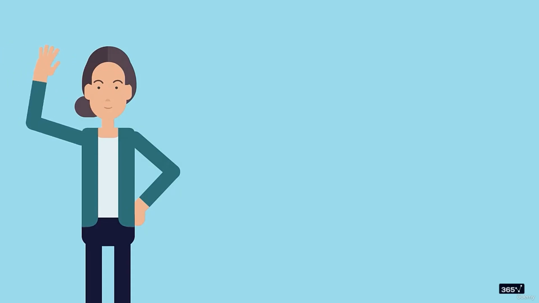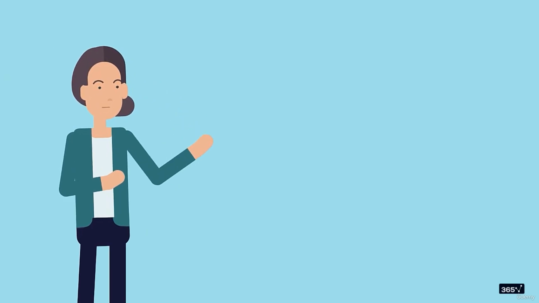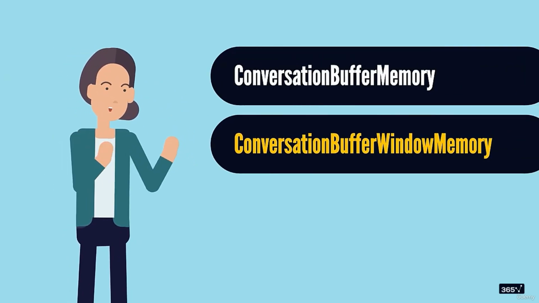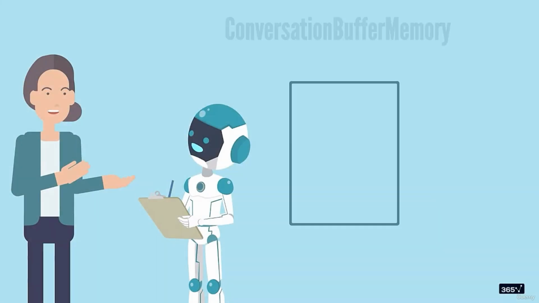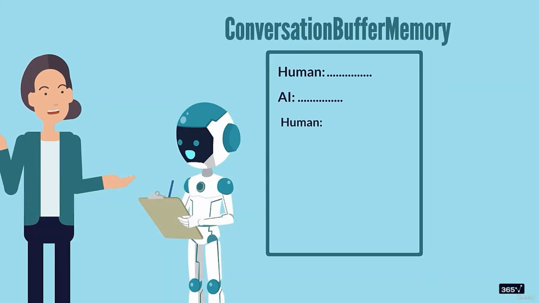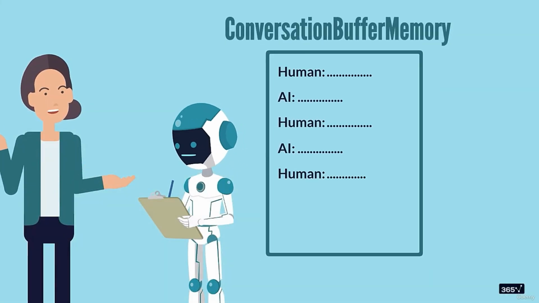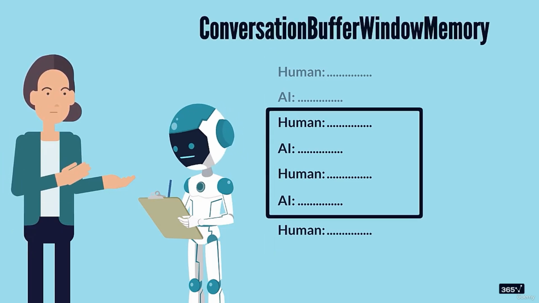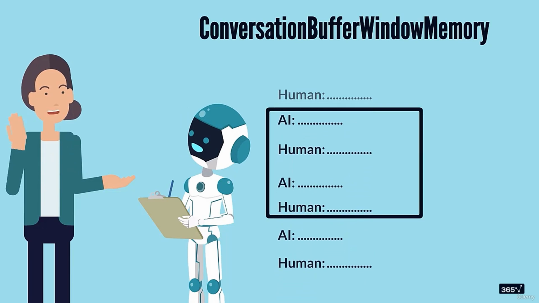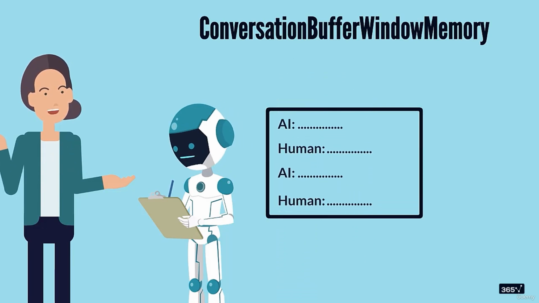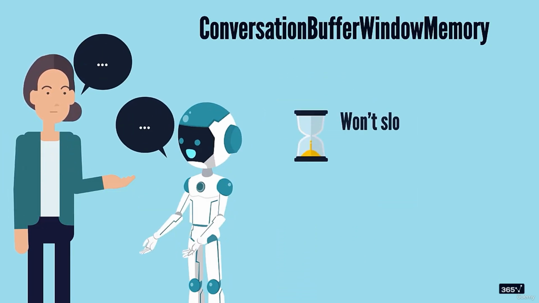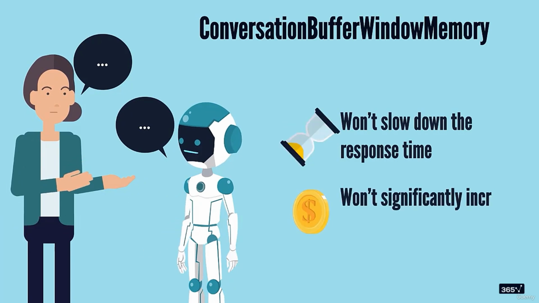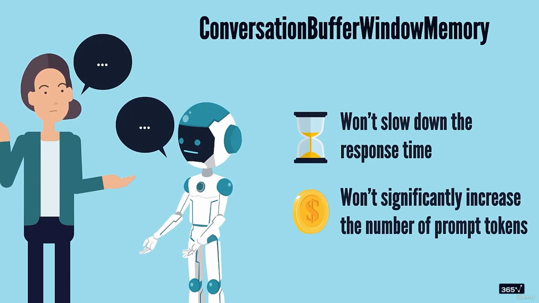Hey everyone! So far, in this section, we've covered the Conversation Buffer and Conversation Buffer Window Memory classes. Recall that as opposed to the buffer memory, which stacks all chat messages from a conversation, the buffer window memory imposes a cap on the number of human AI interactions that can be saved. This ensures that long conversations won't slow down the response time and wouldn't significantly increase the number of prompt tokens.